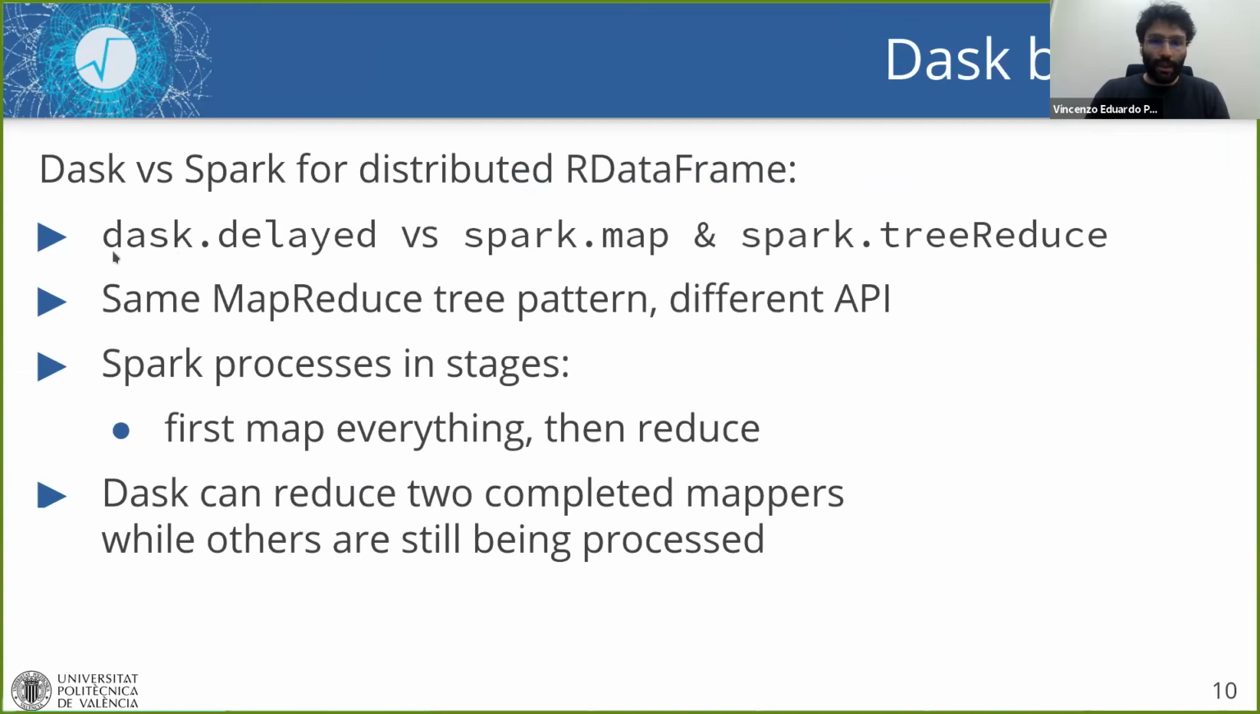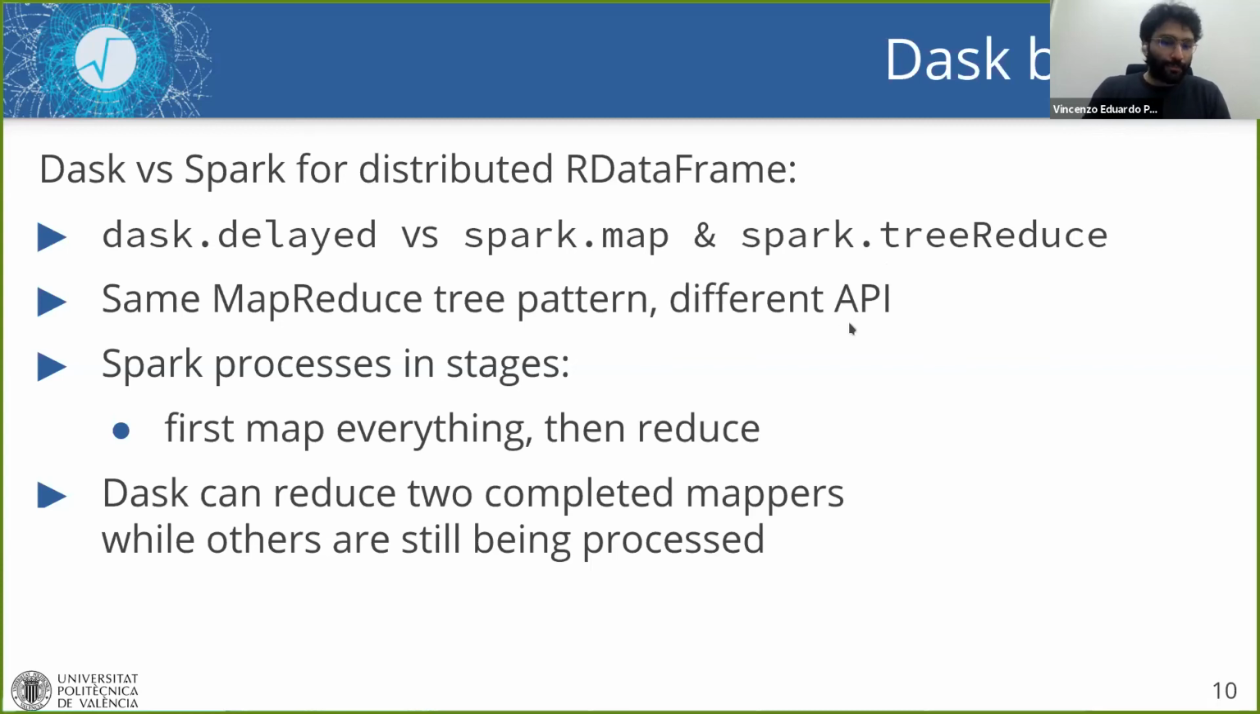Well, clearly we have a different API. Of course, they are two different tools. With Dask, we use the delayed interface, whereas with Spark, we use the native map and treeReduce API. But other than that, the computation graph itself looks quite the same. And we created it this way to have something more similar to what we already knew.